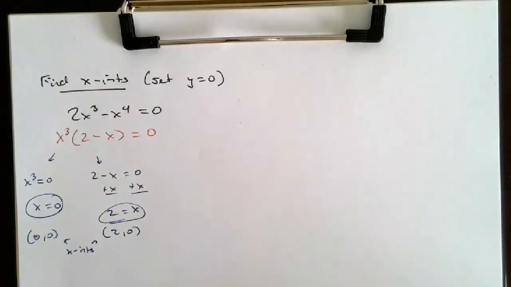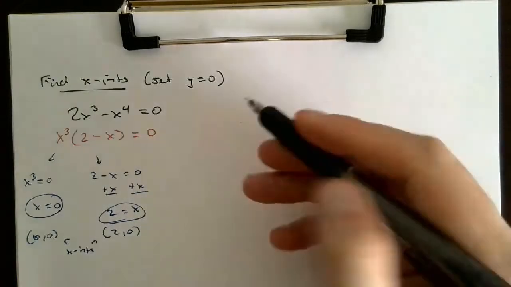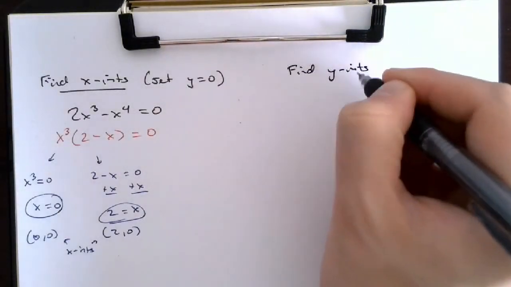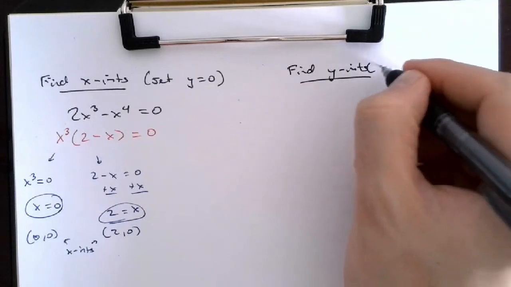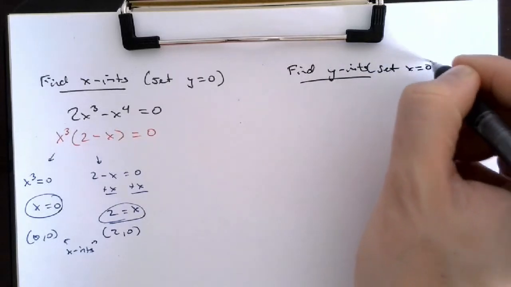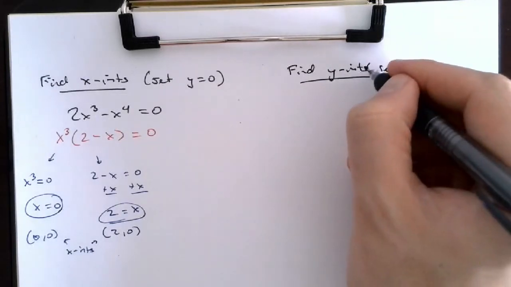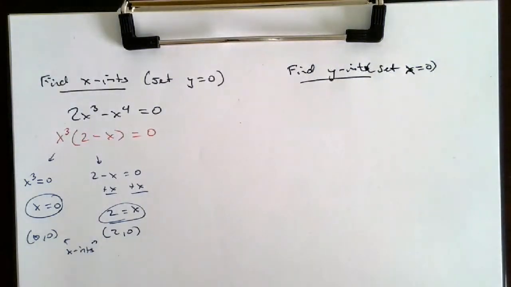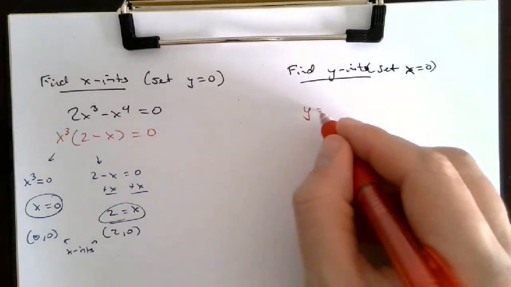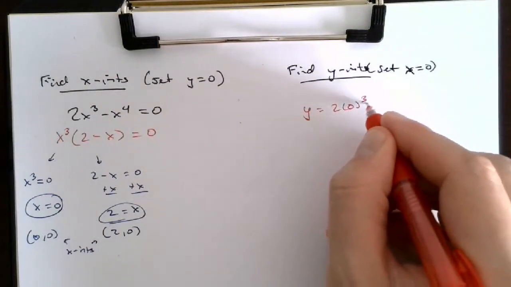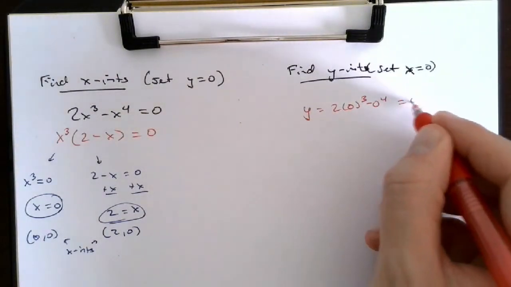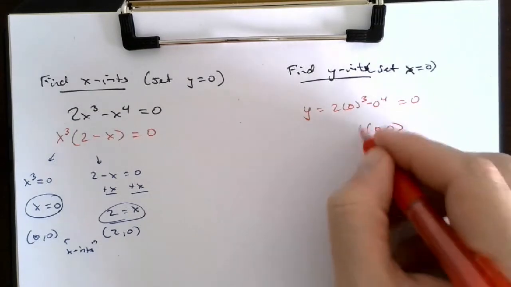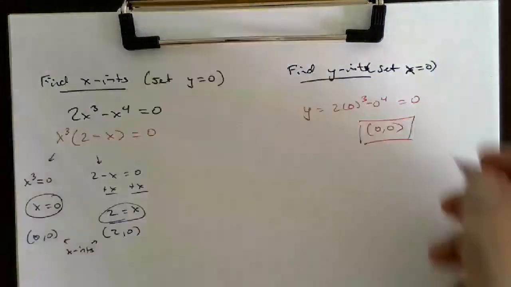To find the y-intercepts, in this case, it's not too bad because to find the y-intercept, you set x equal to 0. There's only going to be one y-intercept at most. So you set x equal to 0. While doing that, we'd have y equals 2 times 0 cubed minus 0 to the fourth. It just equals 0. So we'd have the point (0, 0), which we already knew, but this is the y-intercept.